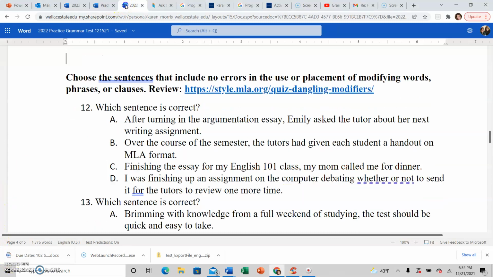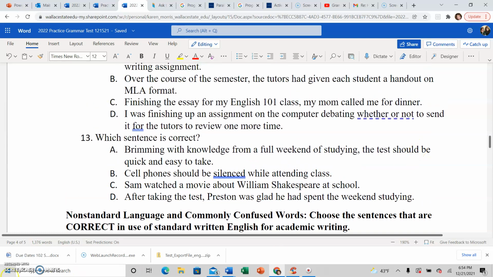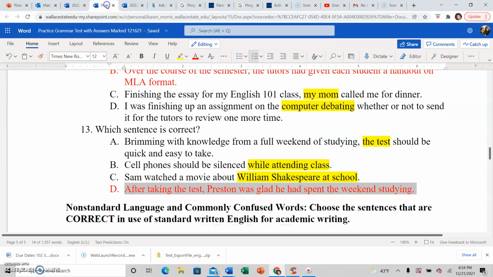All right, let's look at the second set of questions here. Pause and see if you can answer these. Okay, so the Word program likes to give some extra help, but you still had to figure out some of them on your own. So here we have the last one was the one that is the completely correct sentence, because we have an introductory phrase, after taking the test, Preston. So like we were just talking about with these introductory phrases followed by a comma, what comes right after that phrase should be the thing that that phrase modifies or talks about.